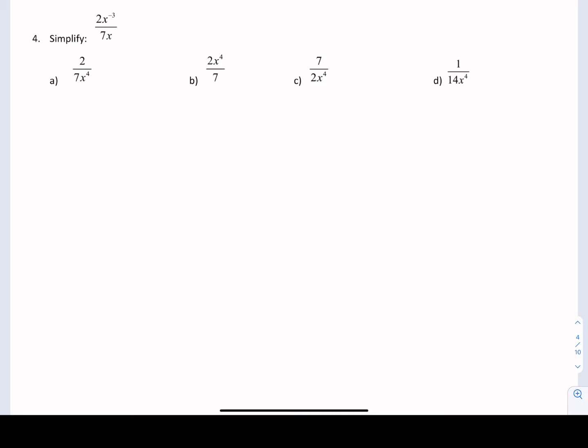Example number 4 is another simplified problem, but the difference here is that all of a sudden we're reintroducing negative exponents. Negative exponents require some sort of finagling or some rearrangement.